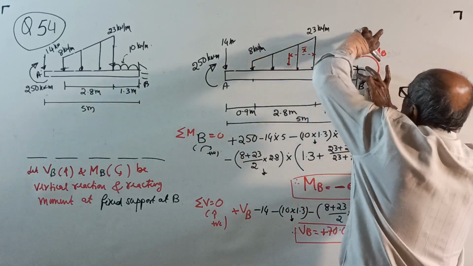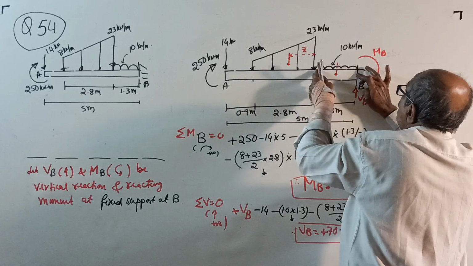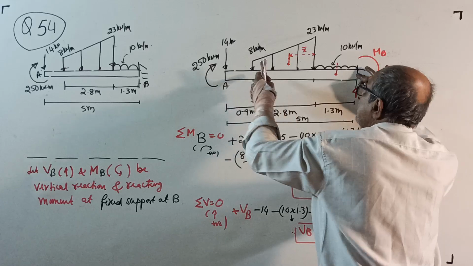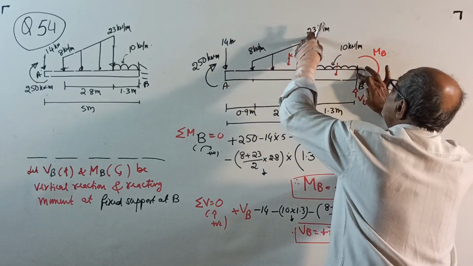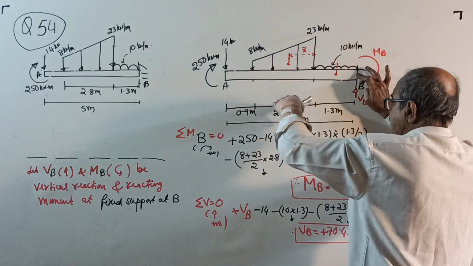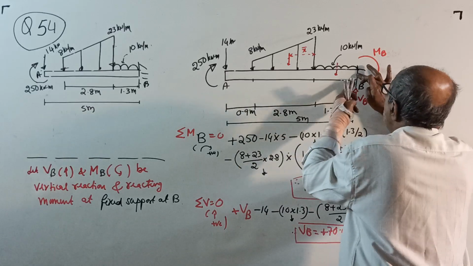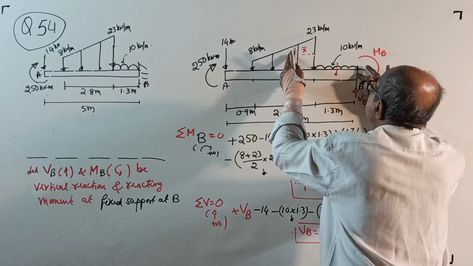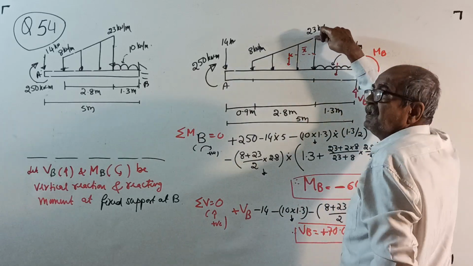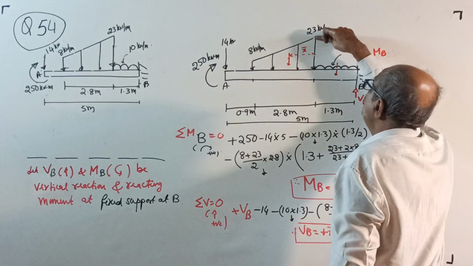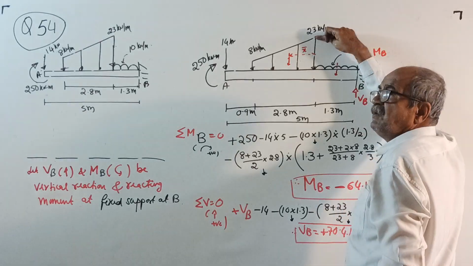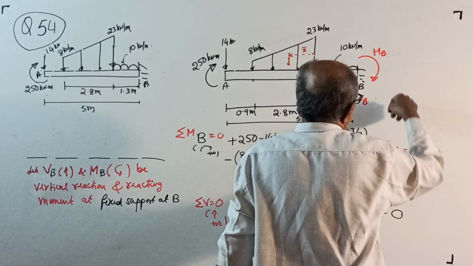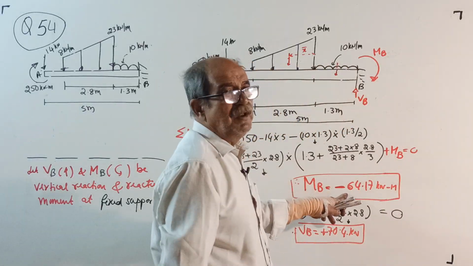First UDL first: minus 10 into 1.3 into 1.3 by 2, because moment about this point, anti-clockwise. Lastly, (8 plus 23) divided by 2 into 2.8 is the total load, into from here to here, that is 1.3 plus this x bar, that is (23 plus twice of 8) divided by (23 plus 8) into 2.8 by 3, equal to 0, plus MB equal to 0. When you solve, MB will come negative.